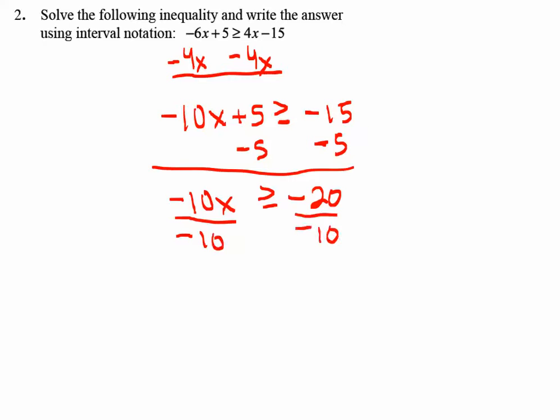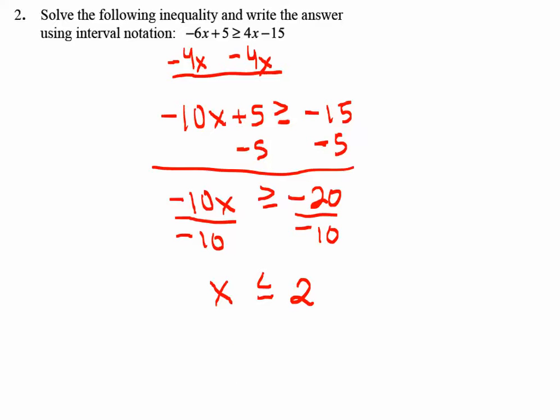And of course the big alarm goes off in your head, right? We're dividing through by a negative number. We have to switch our inequality right here. And negative 20 divided by negative 10 is just a 2. And usually a question comes up. Let's finish off the answer first, then we'll handle the question.